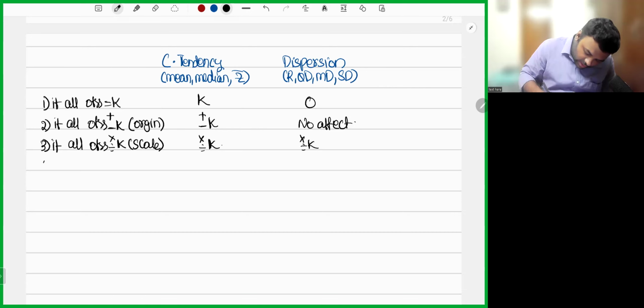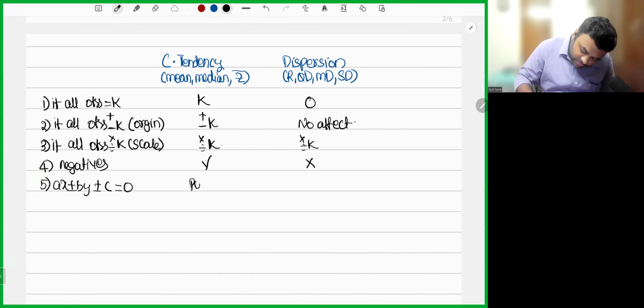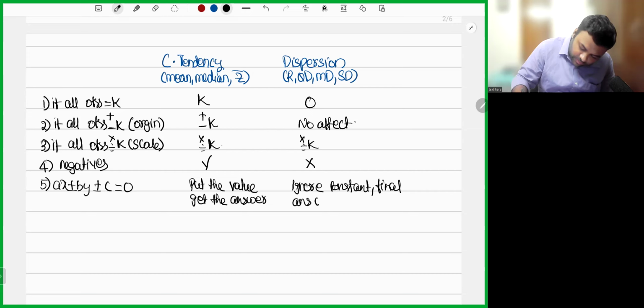Next, negatives. Can central tendency be negative? Yes. Can dispersion be negative? No. Next, ax plus or minus by plus or minus c equals to 0. Put the value, get the answer. Here, ignore the constant. Final answer cannot be negative.